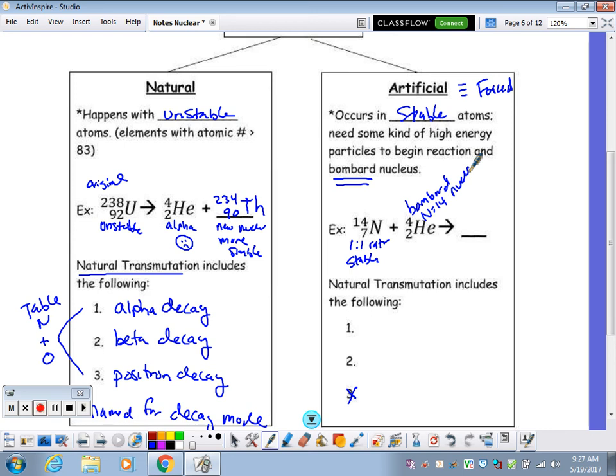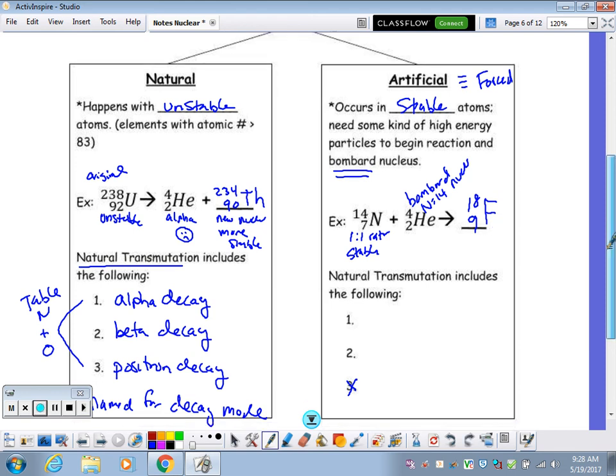And so we're going to just use the idea that total mass on the left equals total mass on the right. So total mass is 14 plus 4, which gives us a mass of 18. And then you have atomic number 7 plus an additional 2 protons, so now the new atomic number is 9. And if we go to the periodic table, we find atomic number 9 tells us that it's fluorine. So this is where the nitrogen is forced to absorb an alpha particle into its nucleus and form a different structure that we know as fluorine.